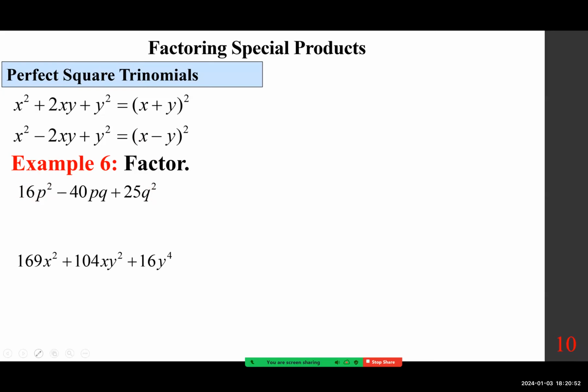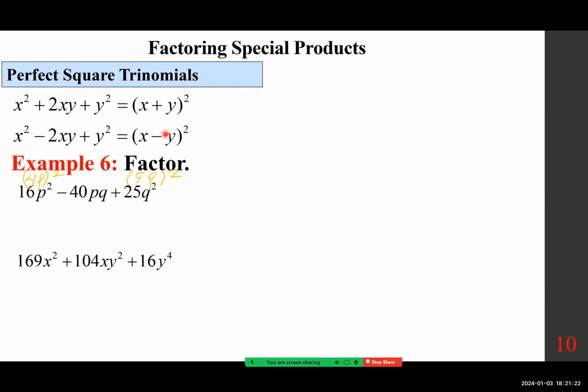Let me just write them here so you can see what I'm talking about. So this one is 4p quantity squared. This is 5q quantity squared. Now, if you multiply these two without the square, and then times 2, 4p times 5q, you get 20pq, times 2, you get 40pq. So negative or positive makes no difference.